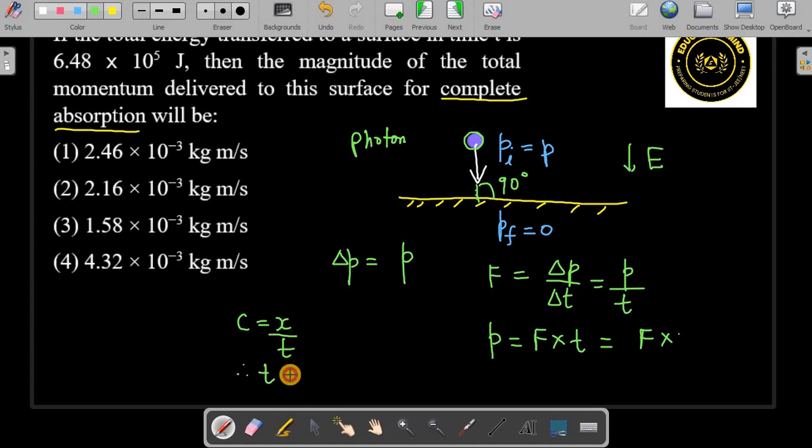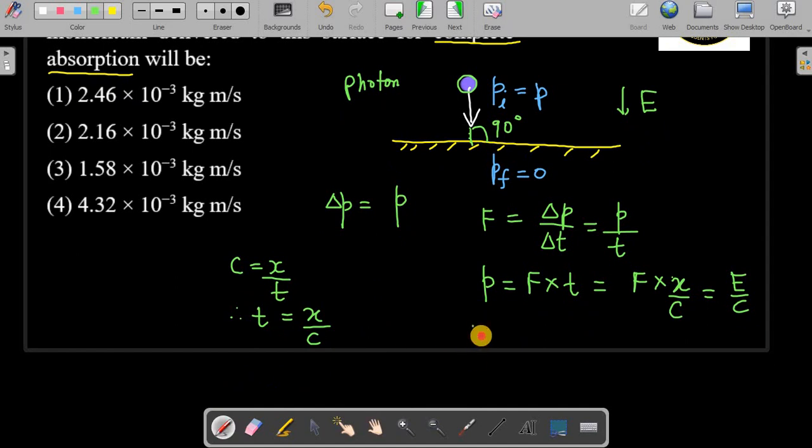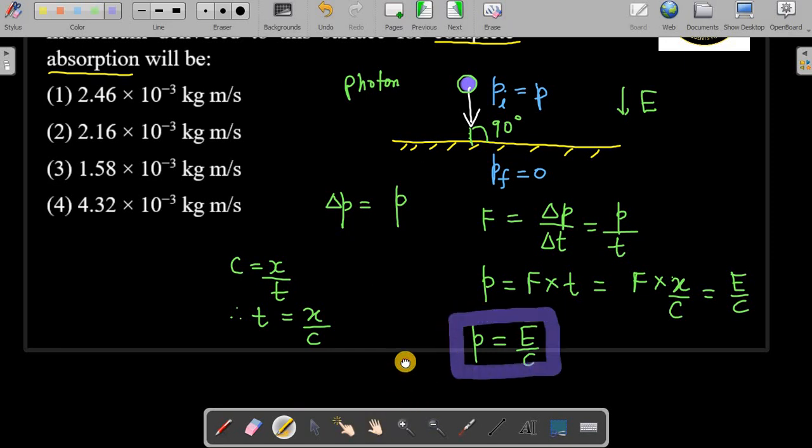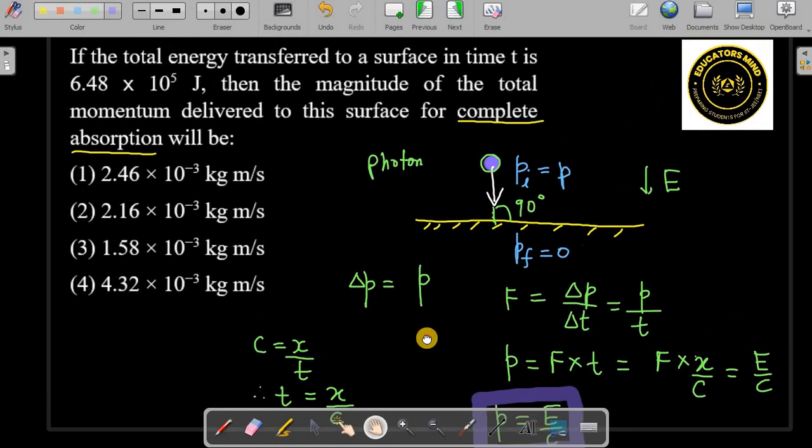From here time can be written as distance by speed, but force into distance will become energy or work. So the formula we are getting here is momentum is equal to E upon c. This calculation only we have to do. If you remember this formula, then directly you have to do division, right?